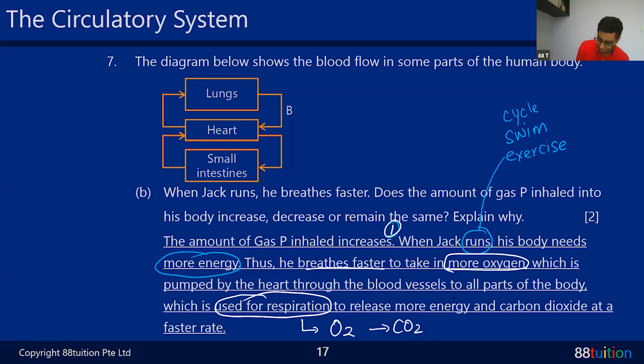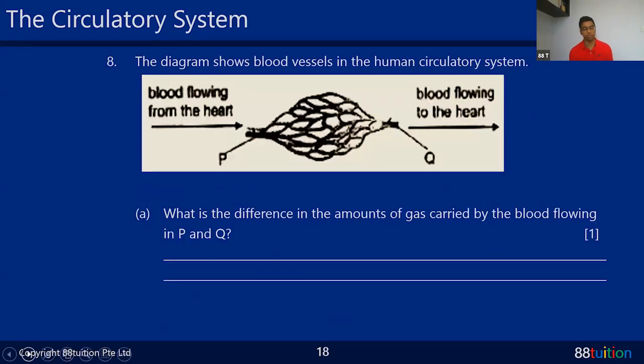To release more energy. Now, the third one is release more energy. So this is number 2, this is number 3, and this is number 4. The rest in between, you just fill up, okay? Release more energy and carbon dioxide at a faster rate. Even if you don't write carbon dioxide, it's fine. You just say release more energy, it's fine. All right? So we write this again and again.